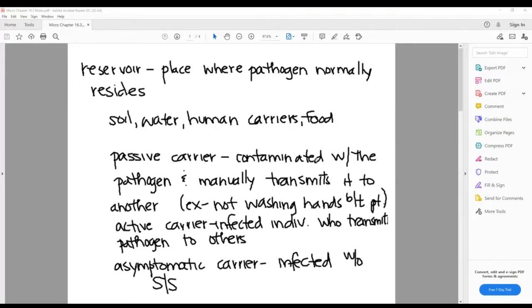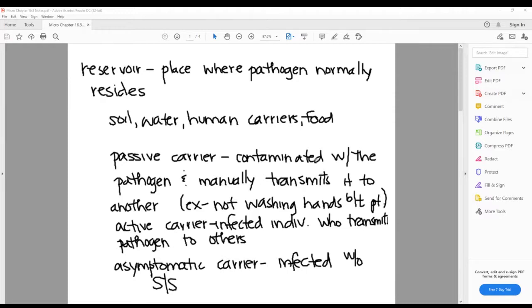So we have the reservoir. The reservoir is the place or the location where the pathogen is normally found. So this can be in the soil, it can be in water, it can be in food, it can be in humans, in insects, and other animals. So the reservoir is where in nature the pathogen can be found.